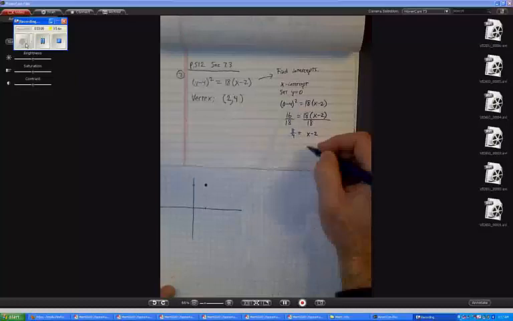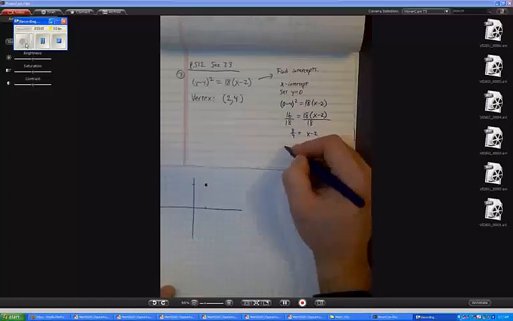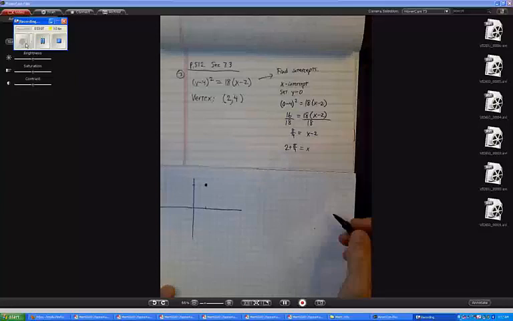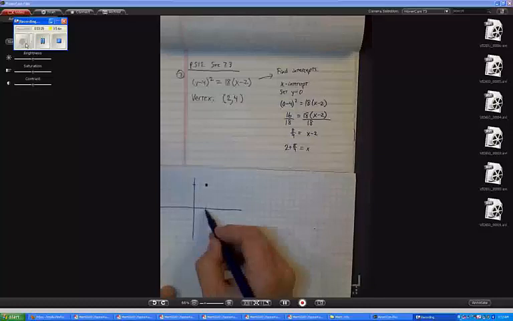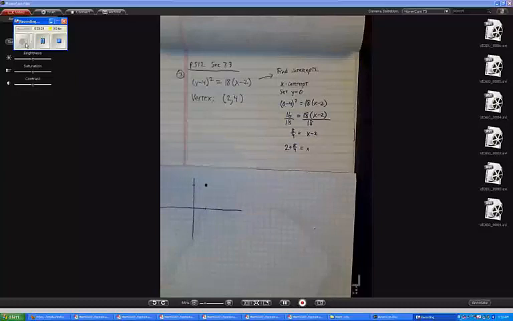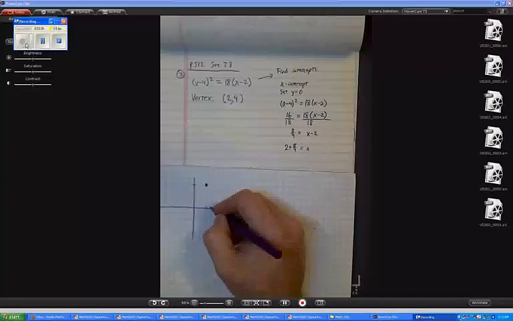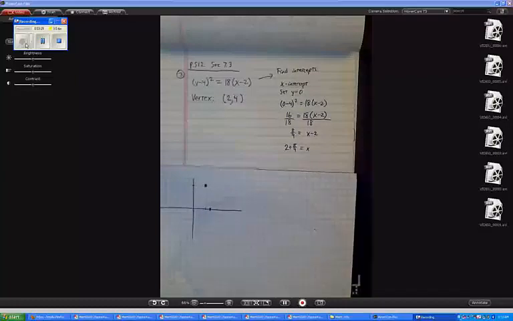So x equals 2 plus 8/9. x almost equals 3, but not quite. Are you with me on this? Okay. Now, on the picture, where's that? Well, here's 2, almost 3. So it looks to me like the x-intercept would be about right there. Okay?